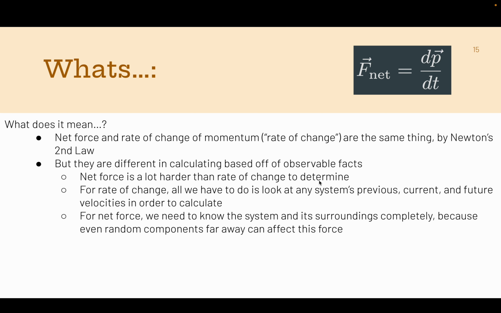So here are the whats. What does it mean? Net force and rate of change of momentum are the same thing by Newton's second law. You can see it up here, but they are different in terms of calculating based off of observable facts, because net force is a lot harder to calculate than rate of change. For rate of change, all you have to look at is a system's previous and current velocities in order to calculate that, or momentum. But for net force, you need to know the system and its surroundings completely, because even random components from far away or really small components that you just didn't think about can affect the net force.